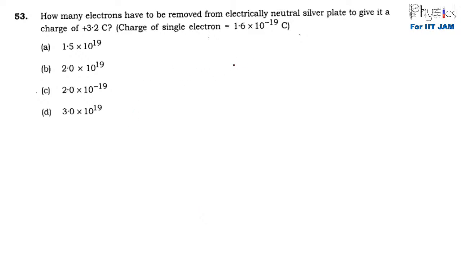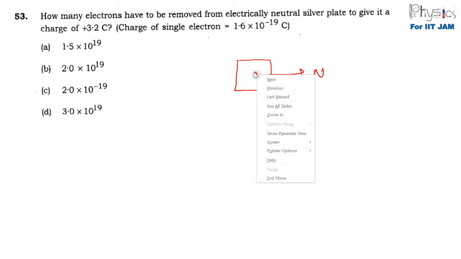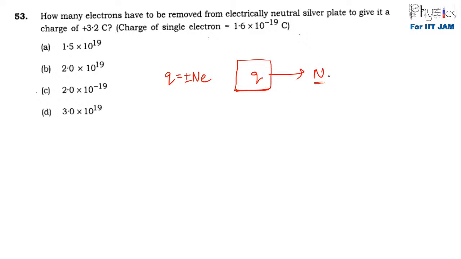So suppose this is our silver plate, right? Neutral silver plate, and if we remove n number of electrons, then suppose the charge on it is Q. Okay, so we know that Q is equal to plus minus Ne. That is, the total charge removed is N times the charge of an electron, that is e, right? So Q equals plus minus Ne.